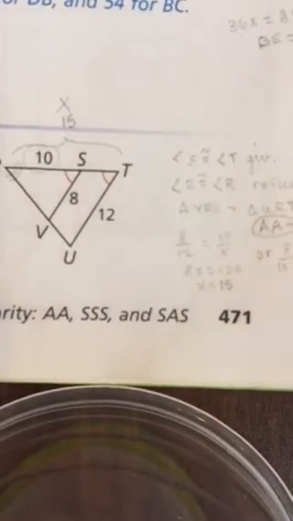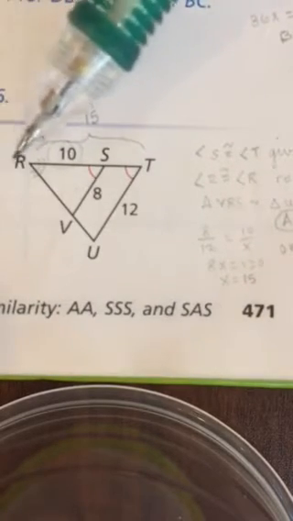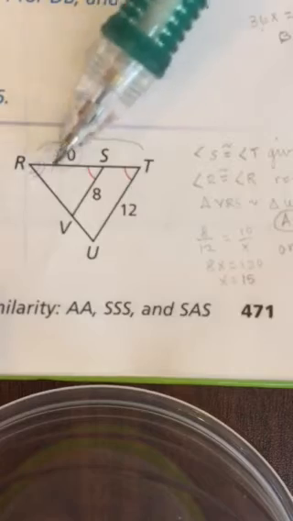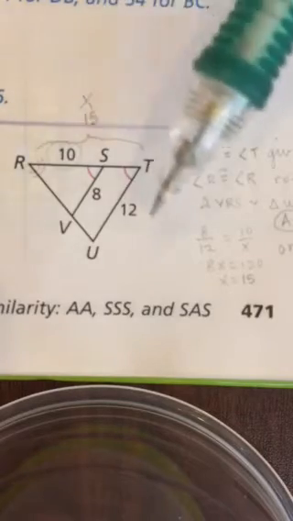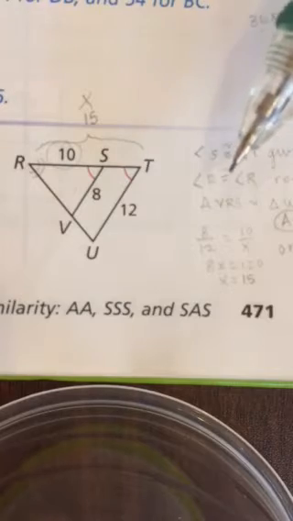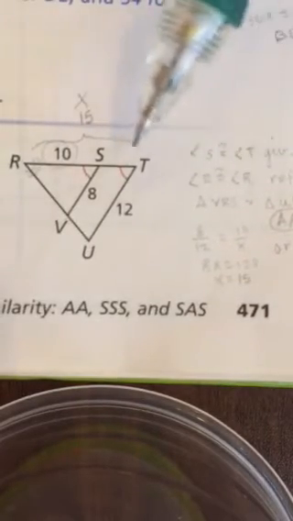The next thing I realized is that angle R is reflexive. It is the angle to the left in the smaller triangle and the angle to the left in the larger triangle. So I said angle R is congruent to angle R because it is reflexive. Sorry again about the background noise, guys.